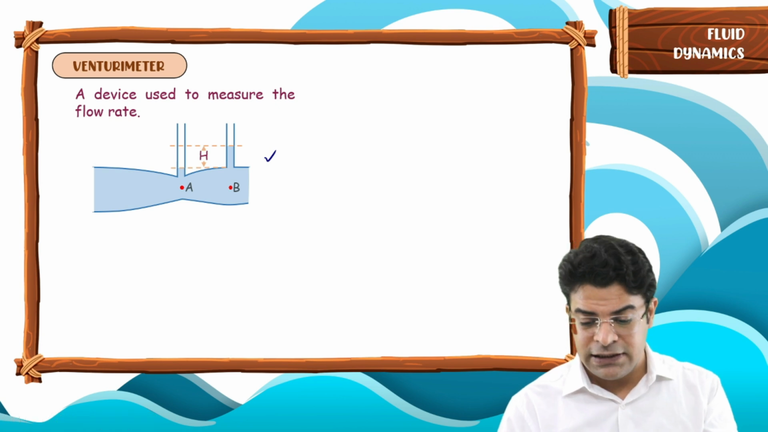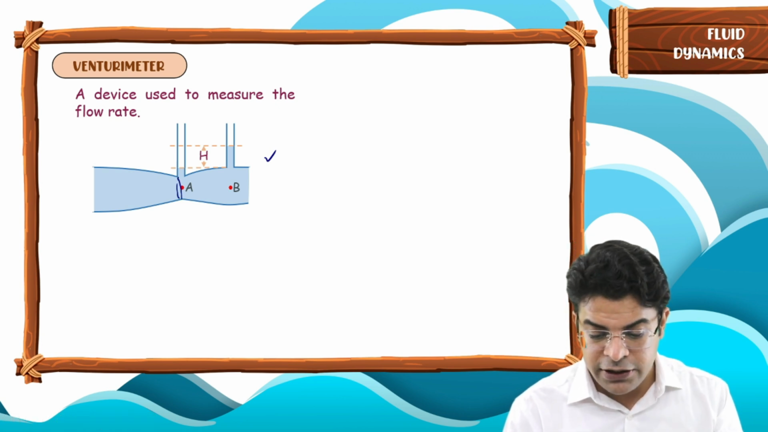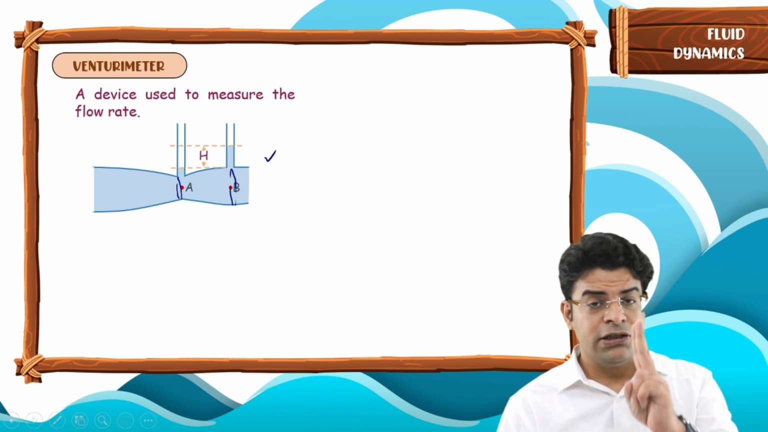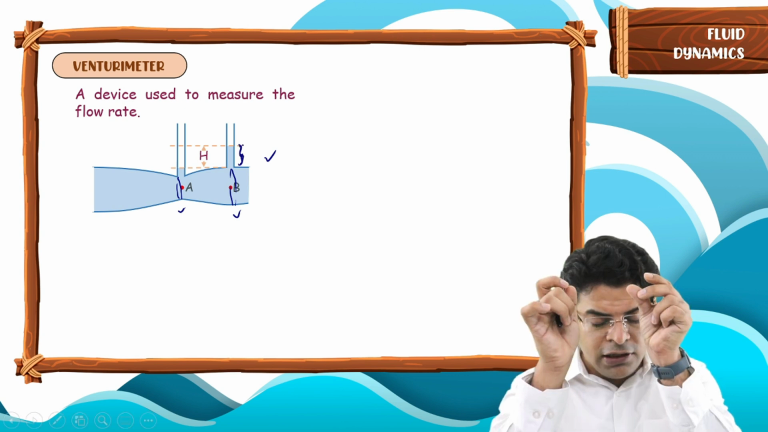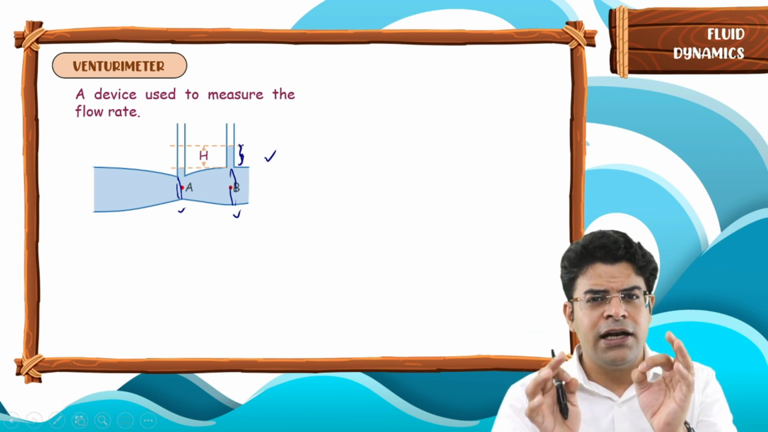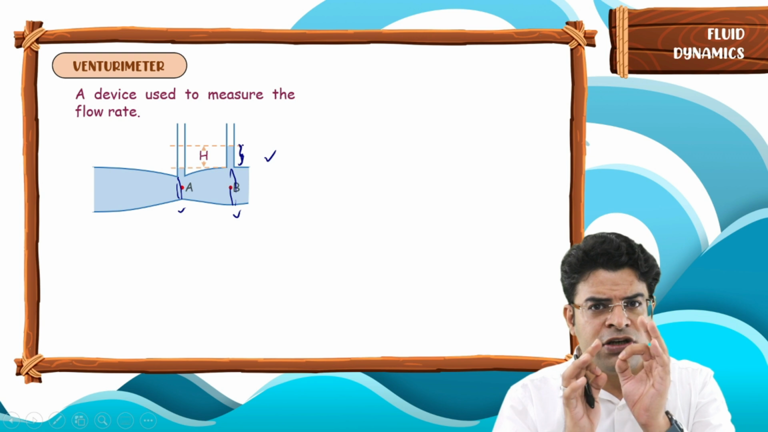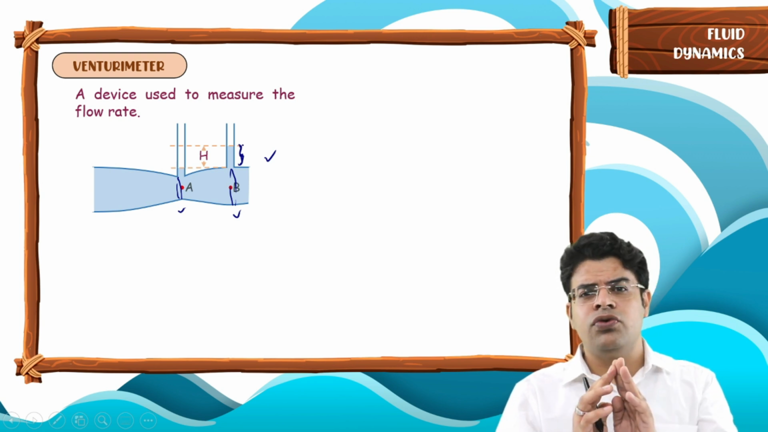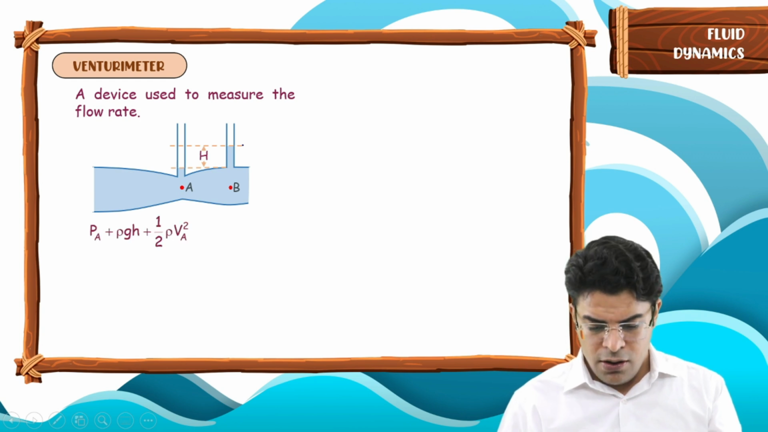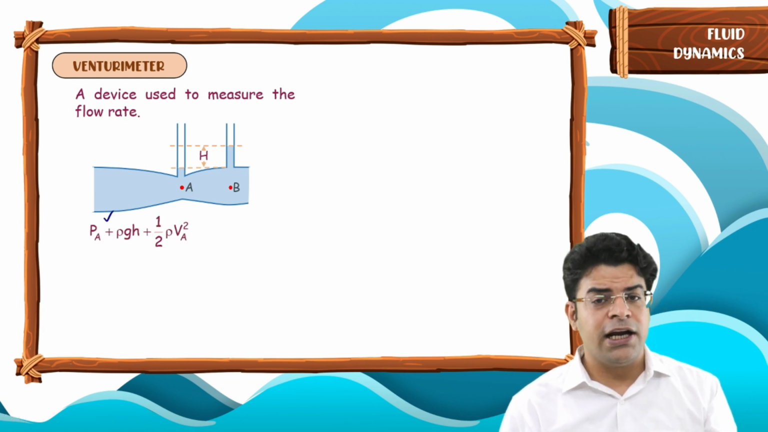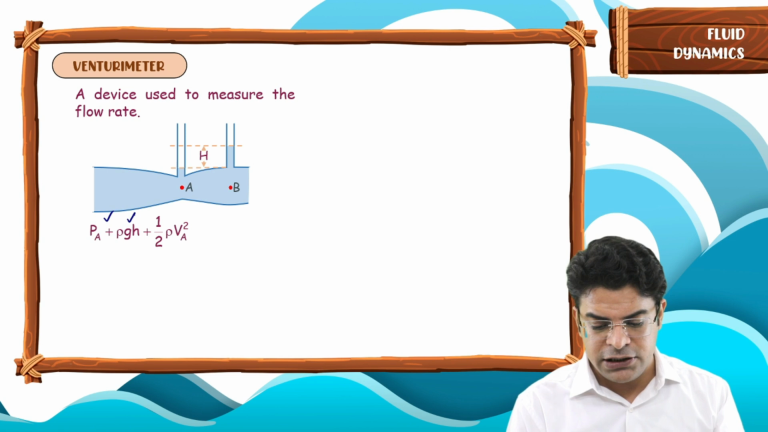On the device itself, it is mentioned what the ratio of these two areas is, and we just need two things: the ratio of these two areas and the difference in the height in the two vertical tubes connected at these two different cross-sectional areas, so as to know the flow rate. How? Let's see.